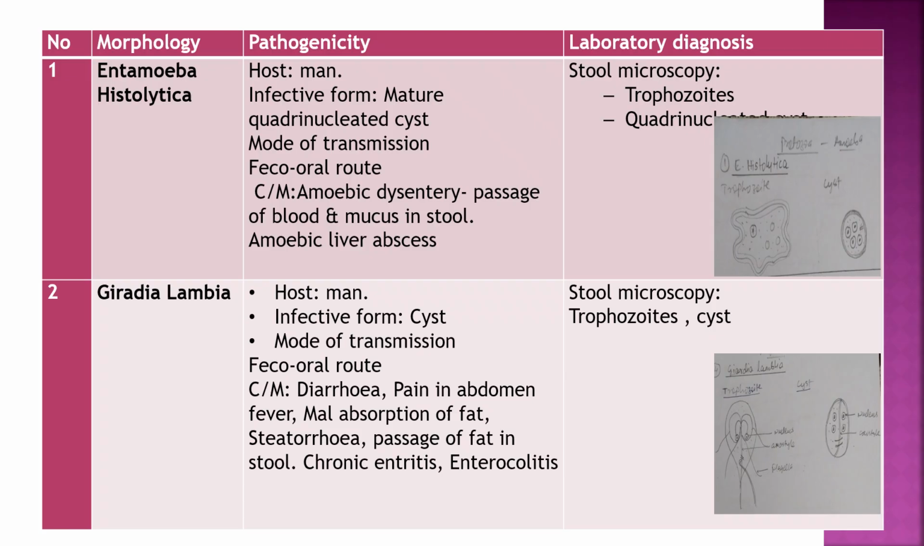Giardia lamblia. Host: man. Infective form: cyst. Mode of transmission: fecal-oral. Clinical manifestations: diarrhea, pain in abdomen, fever, malabsorption of fat, steatorrhea, passage of fat in stool, chronic enteritis, enterocolitis. Lab diagnosis: stool microscopy, trophozoites and cyst. You can see motility of the trophozoite in saline preparation, and the cyst in iodine preparation.